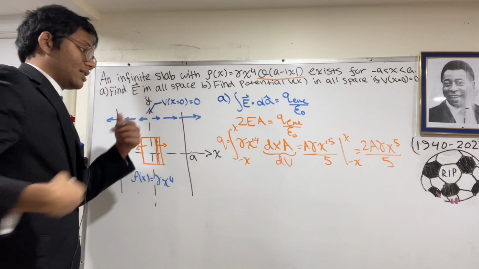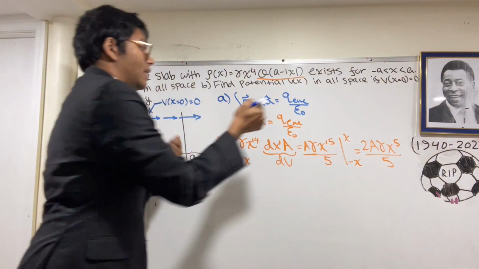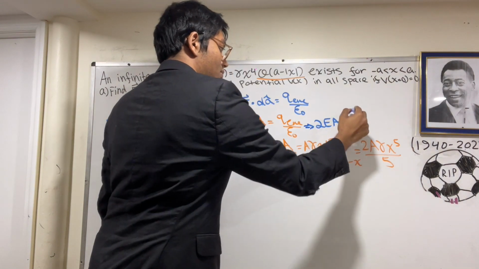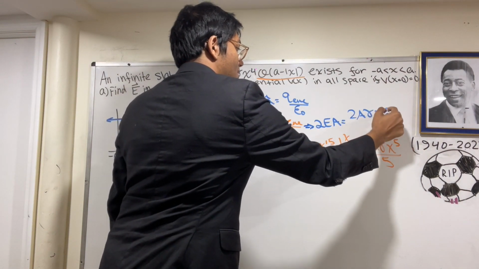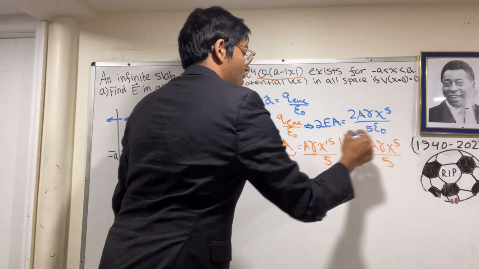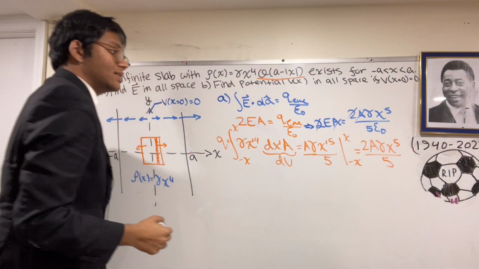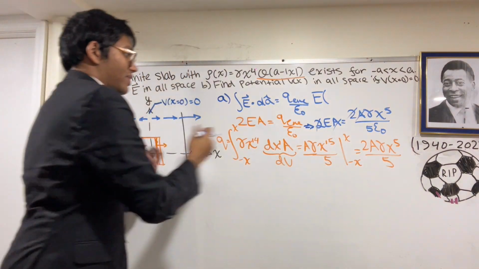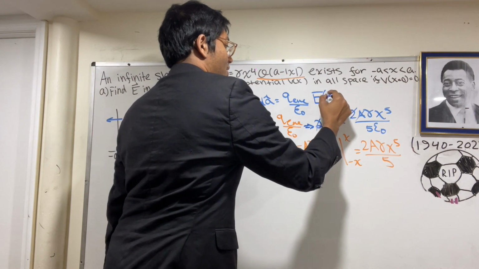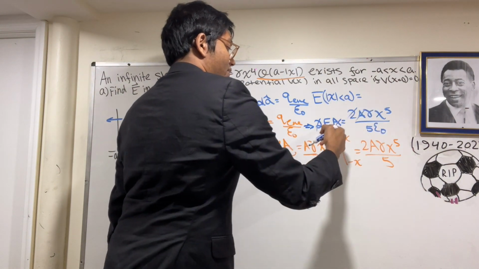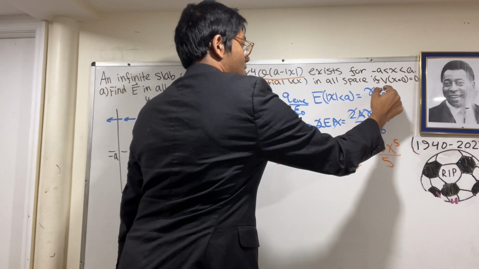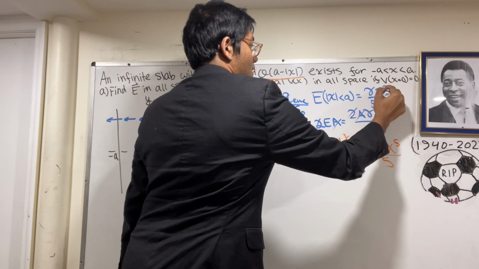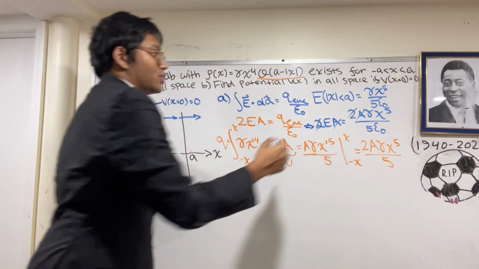Well, now I can plug and chug, so let's do that. I'm going to get 2EA is equal to 2A gamma x to the fifth over 5 epsilon naught. 2A cancels out from both sides, leaving me with the electric field for staying within. So when x is within a, the electric field is gamma x to the fifth over 5 epsilon naught. And of course, what's the direction? Well, it's just i hat.